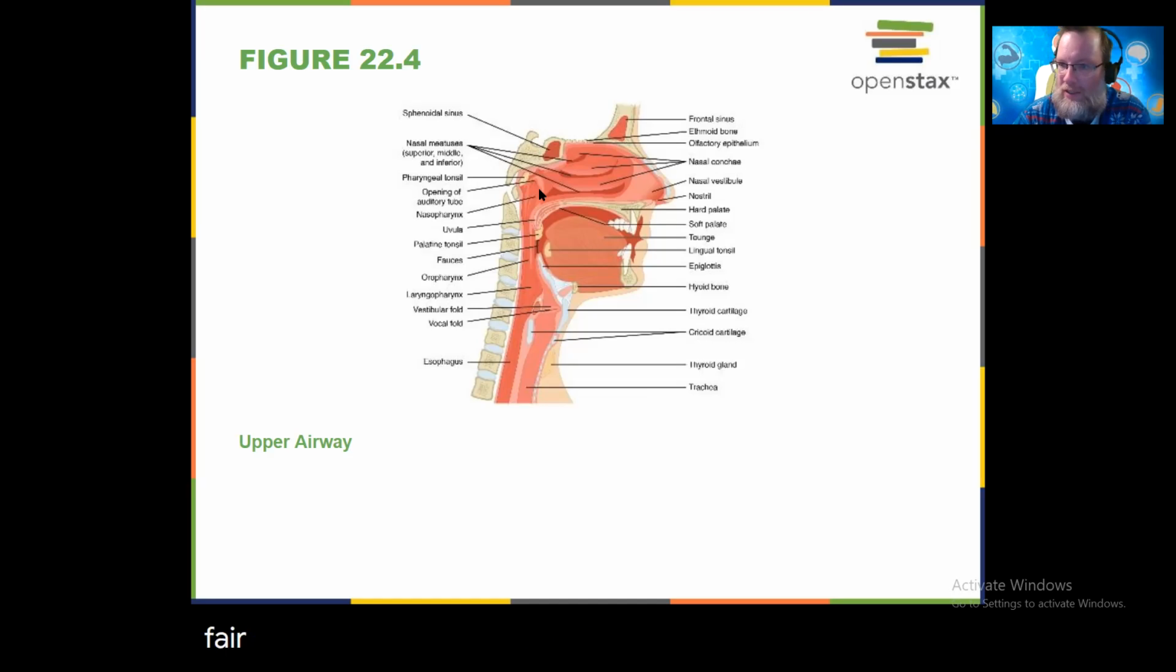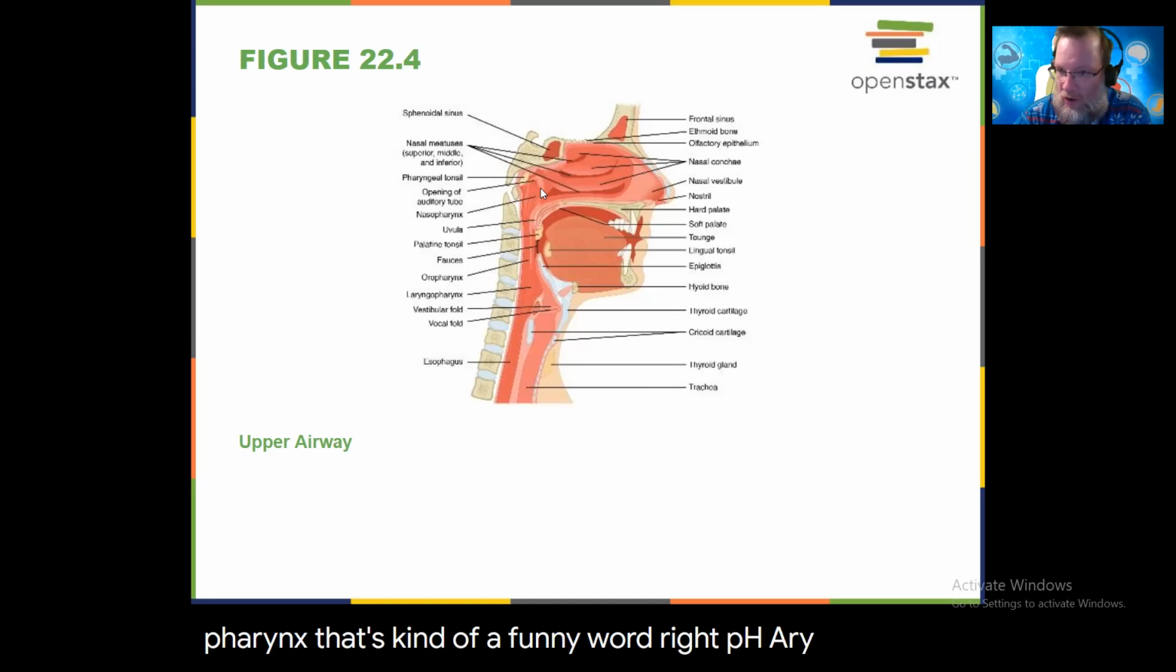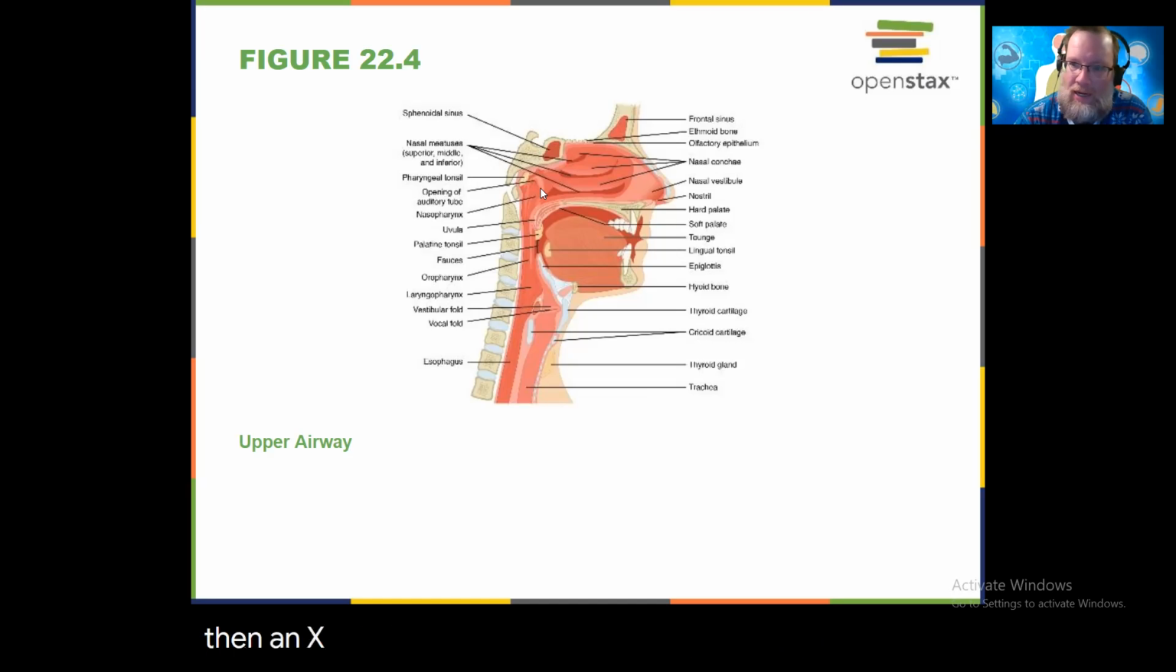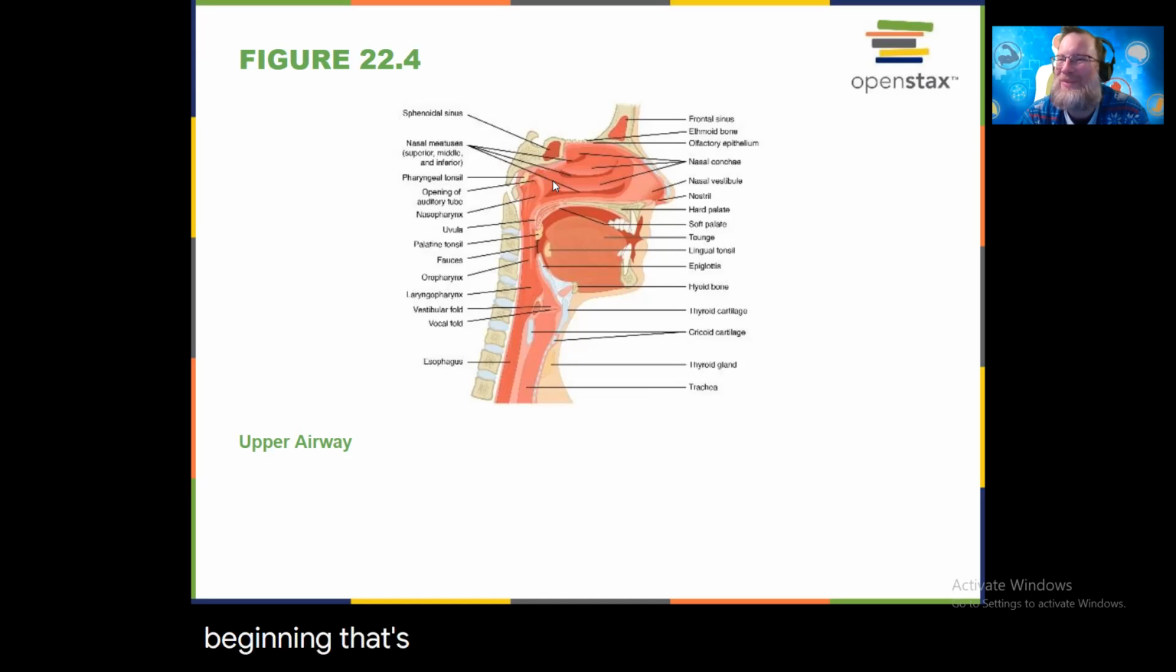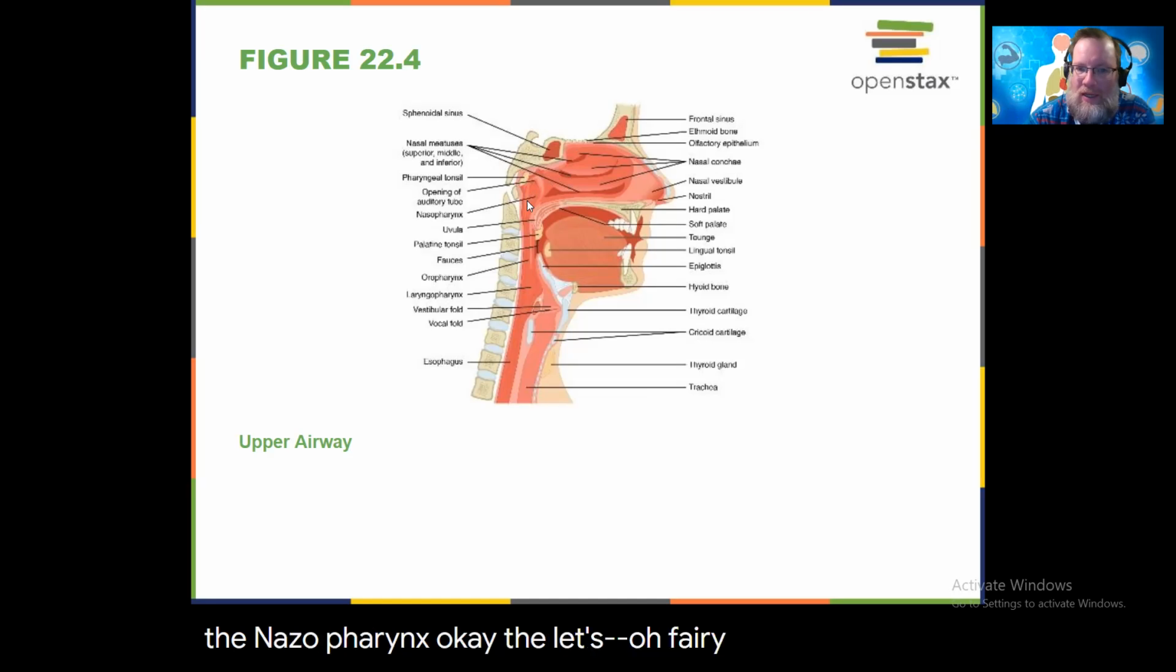Okay, the pharynx. That's kind of a funny word, right? Phary, fairy, and then an nx on the end. Pharynx. All right. So we'll see 3 sections of pharynx. The first is the beginning that's connected with the nose. So we call that the nasopharynx. Okay, the nasopharynx.